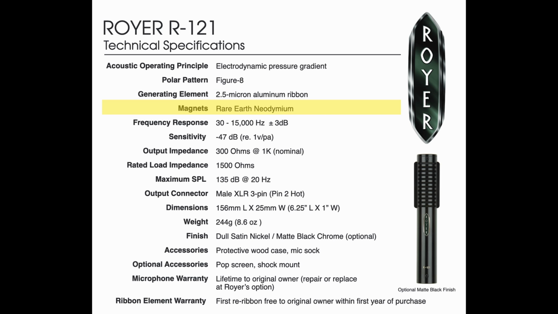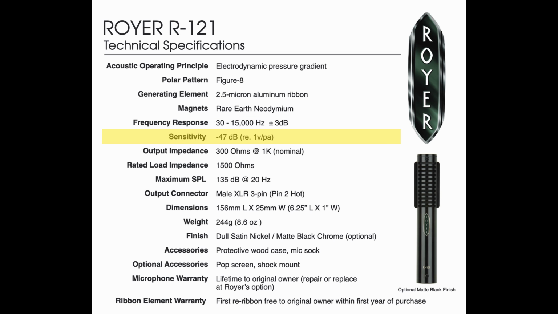Fourth, what type of magnets are used? Not all manufacturers disclose this, and quite frankly, it really doesn't matter, except we know that neodymium magnets tend to be orders of magnitude stronger than ferrous magnets. Fifth is the frequency response. This is the range that the mic can effectively pick up, in hertz.